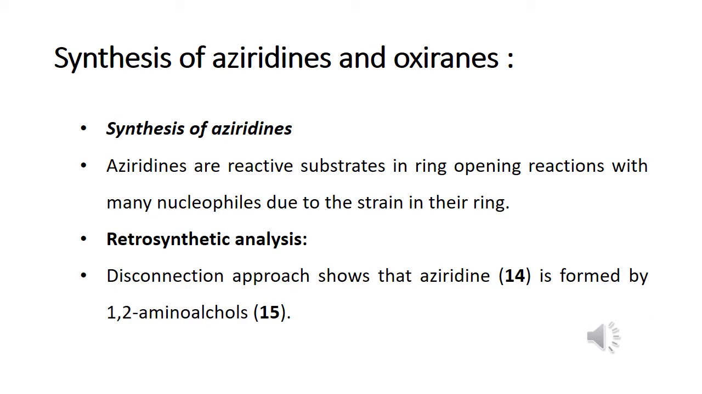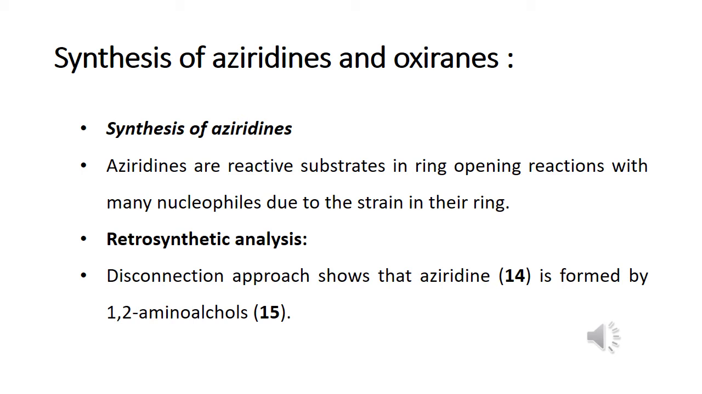Now, the next example for the synthesis of three-membered heterocyclic compounds is the synthesis of aziridines and oxiranes. The synthesis of aziridines we have already discussed in the previous compound, where anti-tumor antibiotic activity is given by the aziridine. Here aziridines are reactive substrates in ring-opening reactions with many nucleophiles due to the strain in their ring. We are going to study the retrosynthetic analysis of this aziridine.